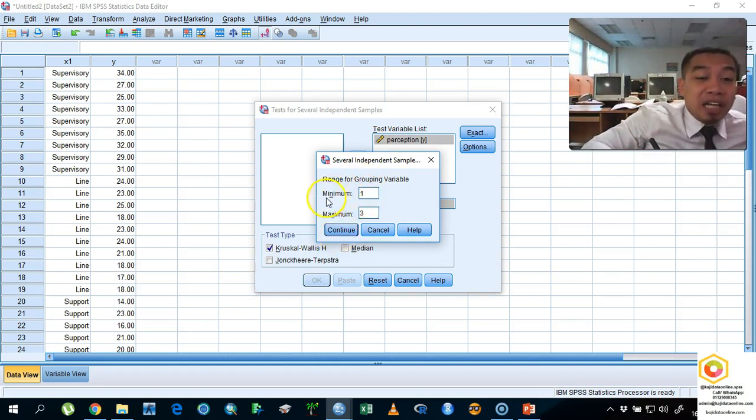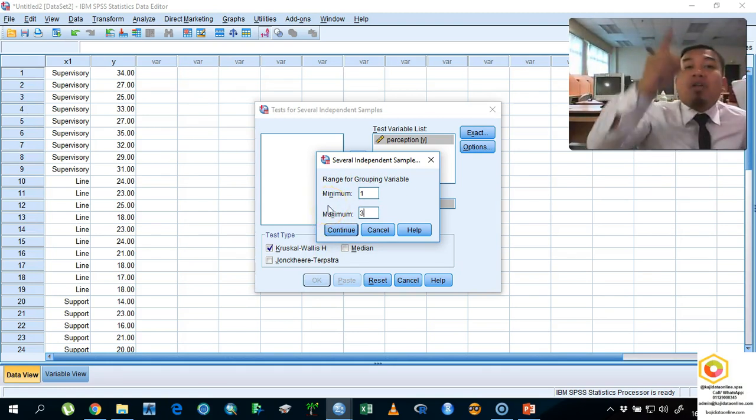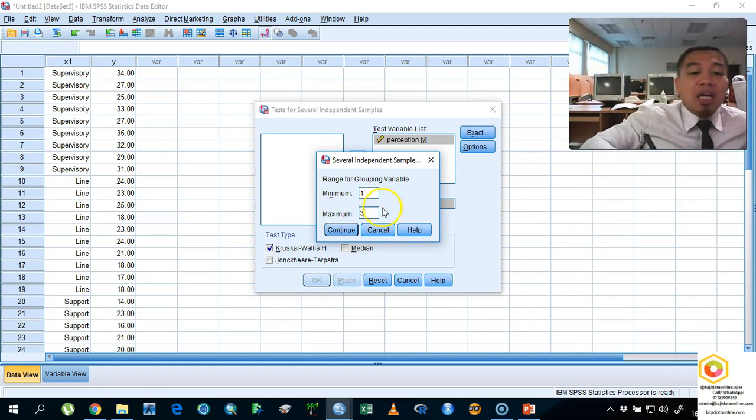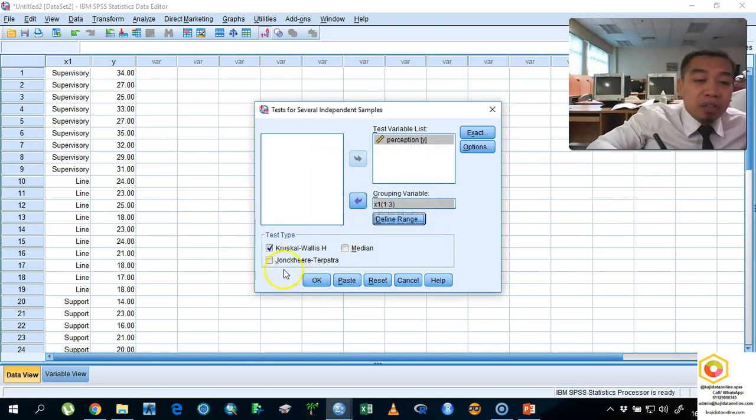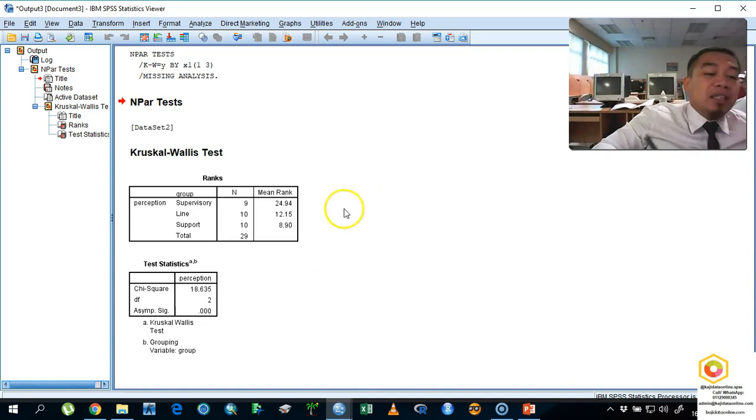Therefore, the minimum and maximum range is the range of your coding for that particular attribute. So I'm going to click Continue. As default, the computer will select the Kruskal-Wallis test, and then you can just hit the OK button. And this kind of output will come out in your tables.